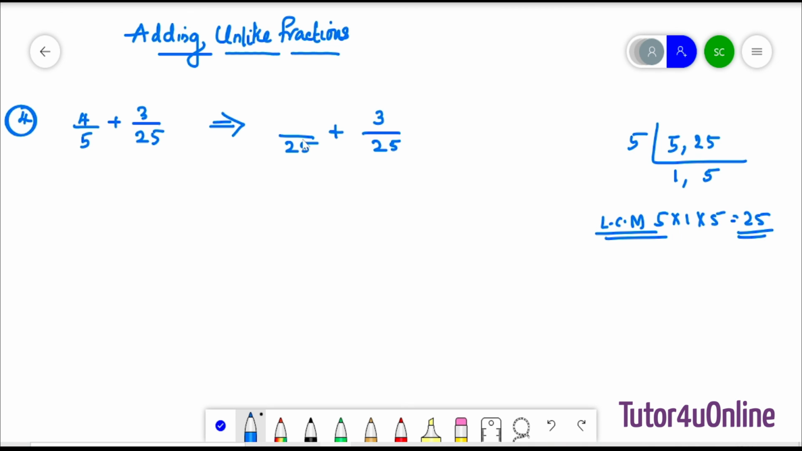Now see the numerator of the first operand. It is 4, and the denominator is 5. You have to convert 5 into 25. So 5 times 5 is equal to 25. So multiply the numerator also with the same number: 4 times 5 equals 20. Now you can easily add because these two fractions are like fractions. 20 plus 3 equals 23 by 25. This is also a proper fraction. So 23 by 25 is our final answer.